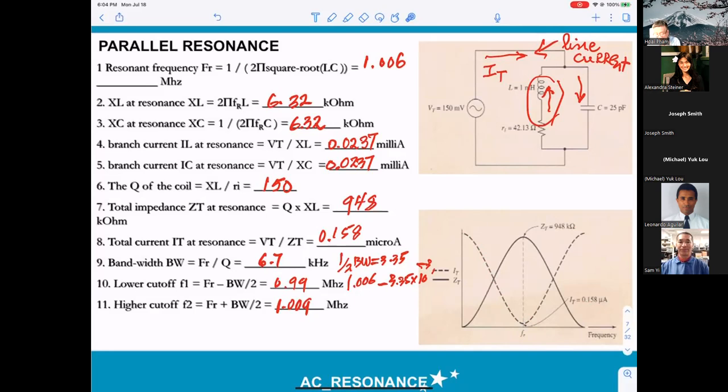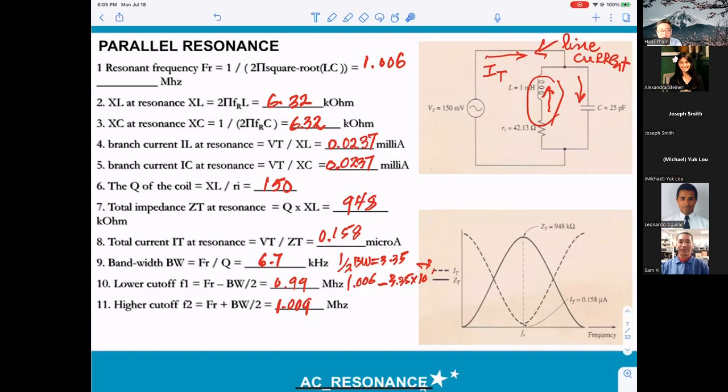So you get two different cases. One will be series resonant. When we need a series resonant, that means you need to get the maximum current, okay? However, if you want a maximum impedance, then it will be parallel, not series.